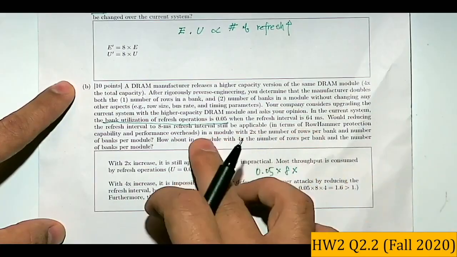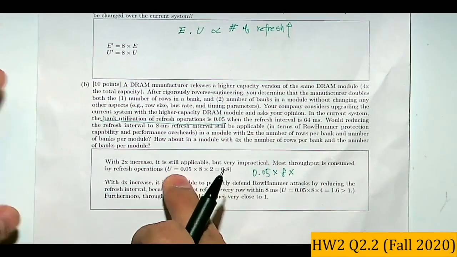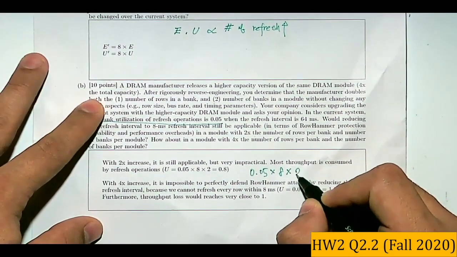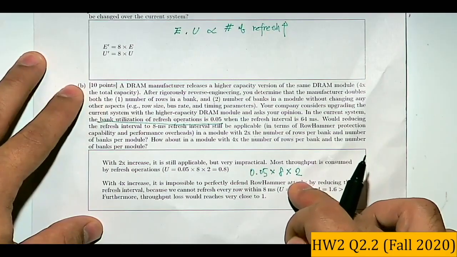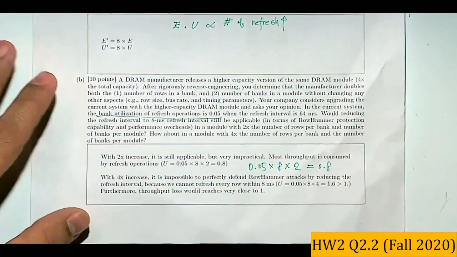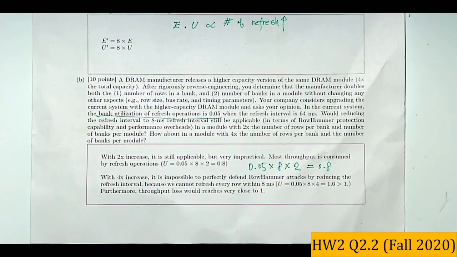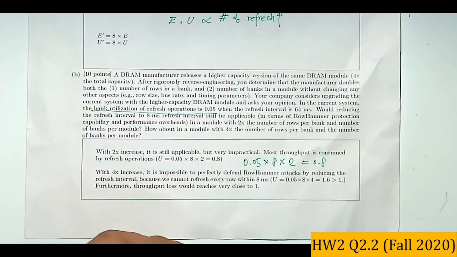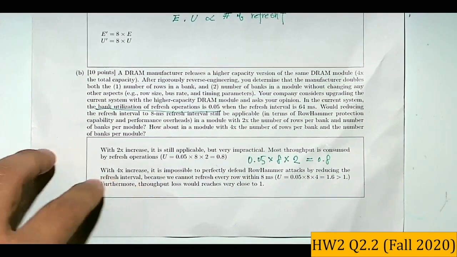And here is some fake information, right? The bank utilization is not affected by the increase in the number of banks in a module. So we just multiply by 2, which means doubling the number of rows in a bank. And this is 80%, so this is possible. In terms of RowHammer protection, because we can refresh every row within every 8 milliseconds, we can protect against RowHammer attacks. But it is quite impractical because most of the bank utilization is consumed by the refresh.